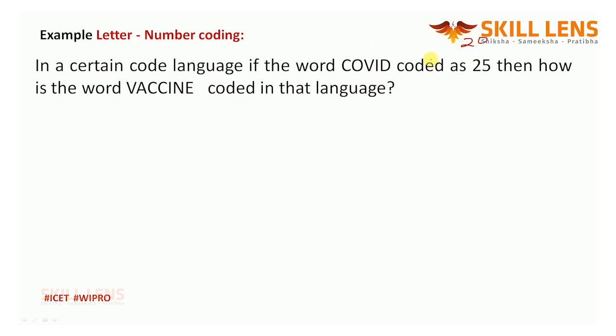COVID is coded as 20. How am I writing this? n square minus n. 5 square minus 5, which will be 20. I can write this as n square minus n. So for vaccine, that is nothing but 49 minus 7. That will become 42.